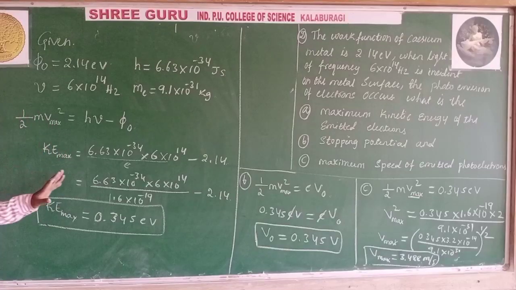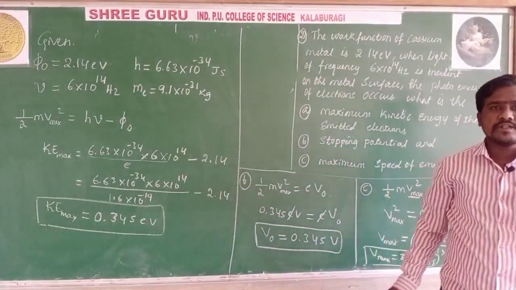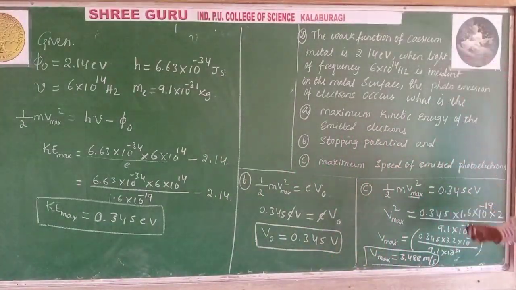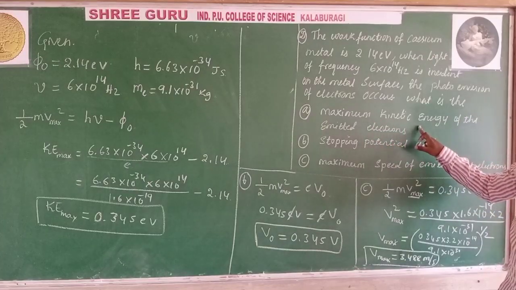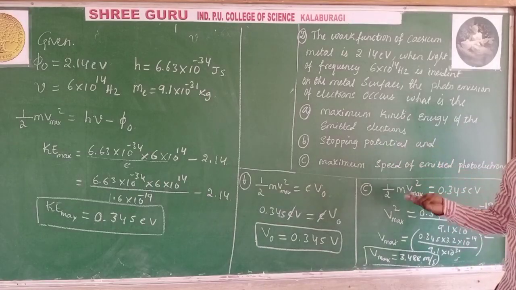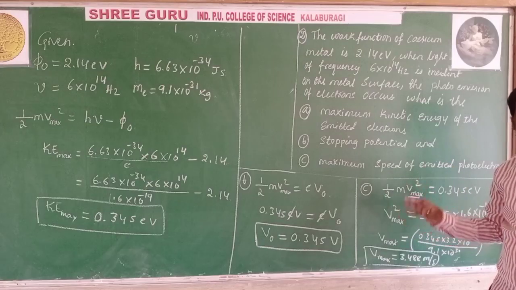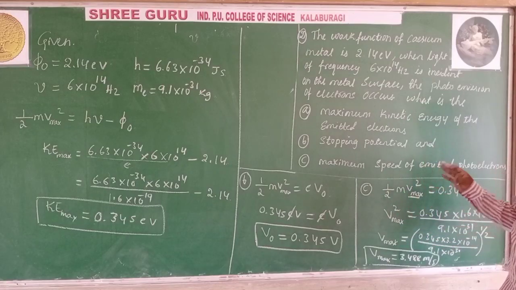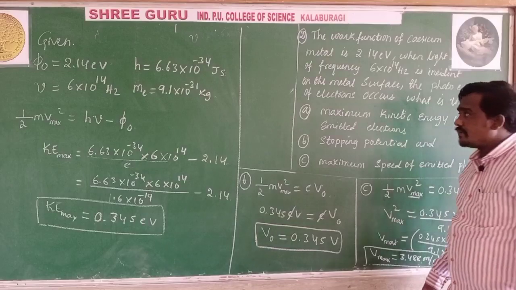It is very easy to solve the numericals when you remember the expression for the particular given question. If you don't know the maximum kinetic energy formula, it is not possible to solve the question. And if you don't know the potential relations, it is not possible to solve. That's why before solving the numericals, you should remember the formula or the expression for the particular bit. Otherwise, it is very difficult to solve the numericals. Okay. Now come to the next question.